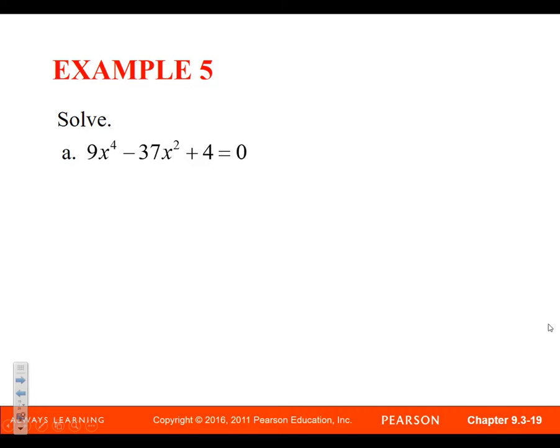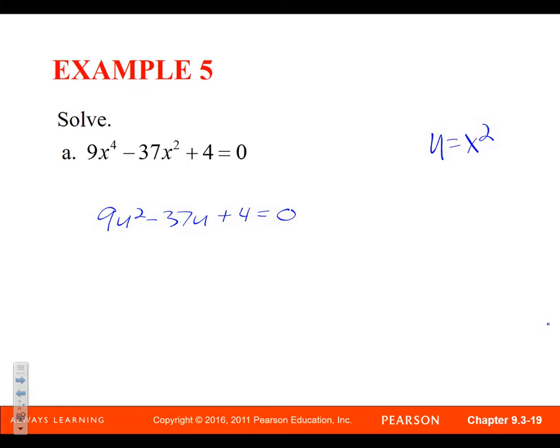So in this case, I can call u x squared. Because what I really want this to be is 9u squared minus 37u plus 4 is equal to 0, since I'm substituting. Do you see that u is simply x squared? If I were to plug it back in, I'd be going x squared times x squared, which gives me my x to the 4th back.